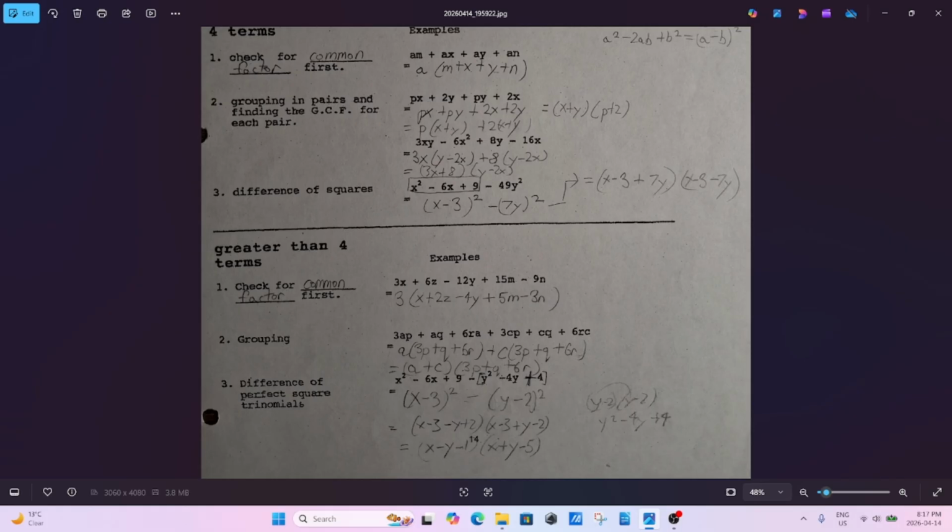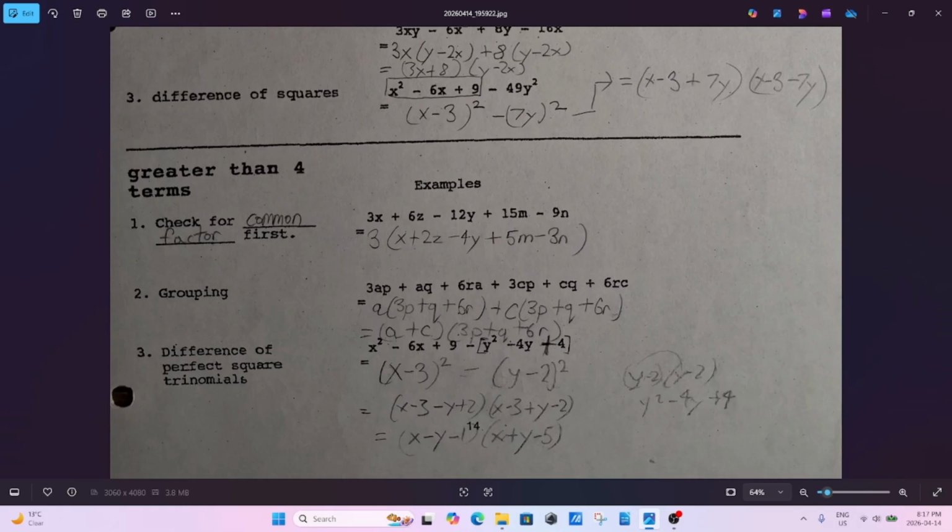Greater than 4 terms, we check for a common factor first, so we can factor out a number from all of the terms. We can do grouping so that we get something like 3p plus q plus 6r is a common factor, and we can see that it's just a multiplied by those terms and c multiplied by those terms, so it's a plus c times 3p plus q plus 6r.